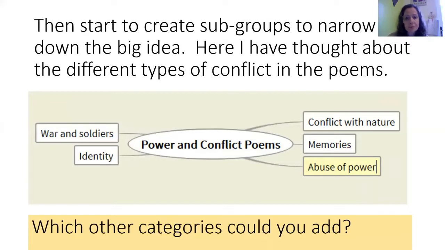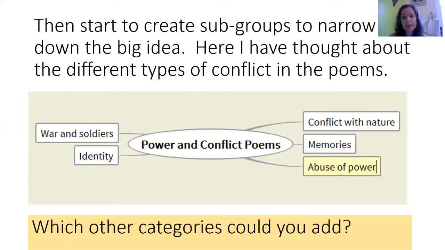The next step then is to create subgroups, because power and conflict is a massive issue. So what you now need to do is start to think about the different types of conflict or power that exist in the poems. So I've given you a few different ideas here. Obviously, war and soldiers, that's the obvious form of conflict, but that only accounts for about a third of the poems. What other types of conflict are there? Conflict with nature, memories of conflict, all those kind of things. These are just some ideas that I've put down as my starting point. Can you think of any more to add to your mind map?